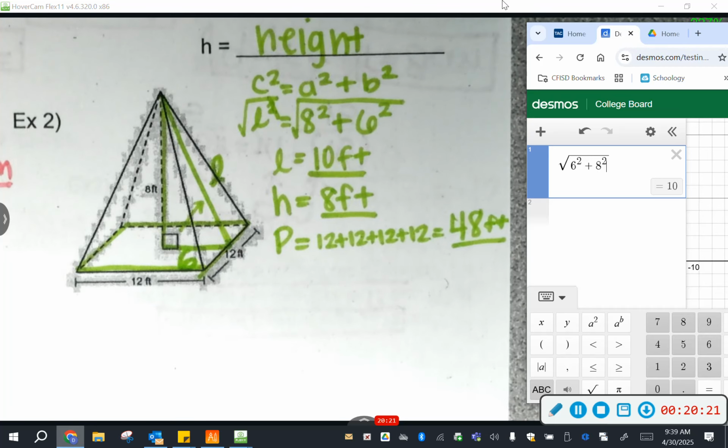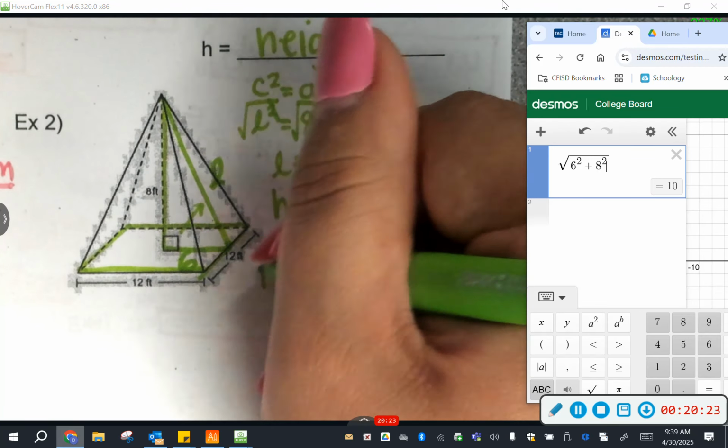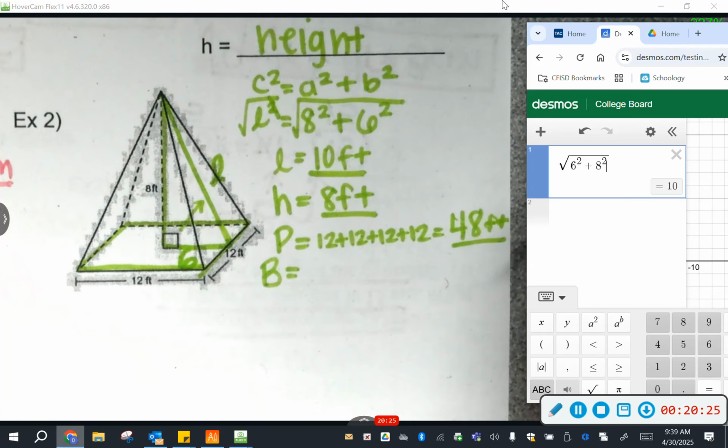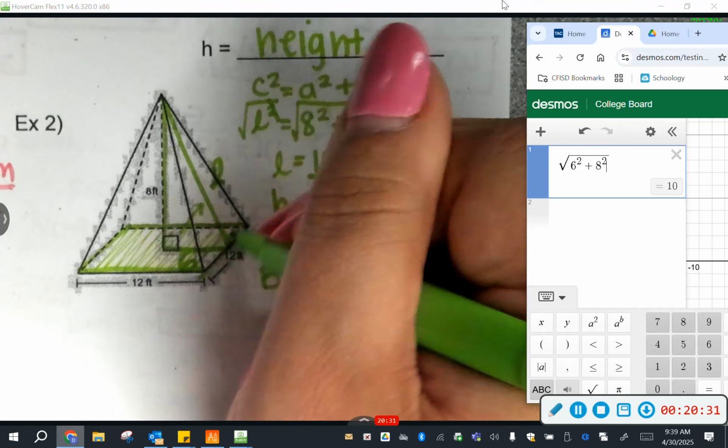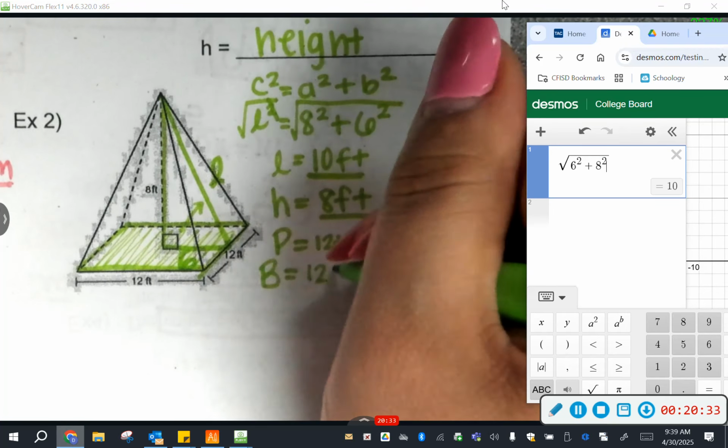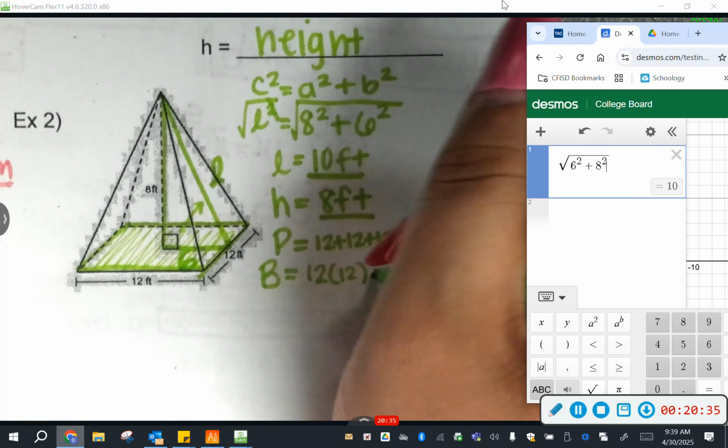And the last thing we need to find is big B. How do we find that? 12 squared, because it's a square, or you can do 12 times 12, or 12 squared. What is that?